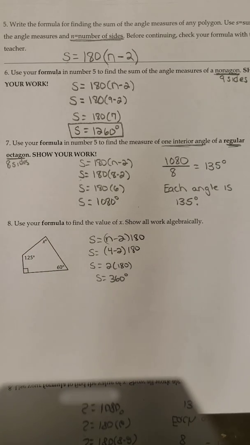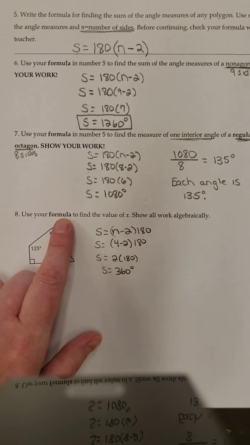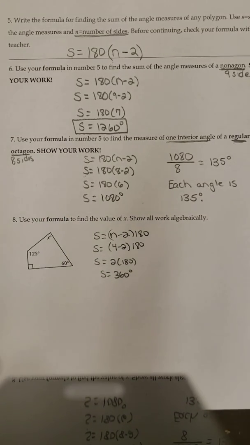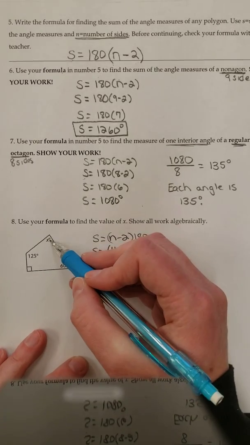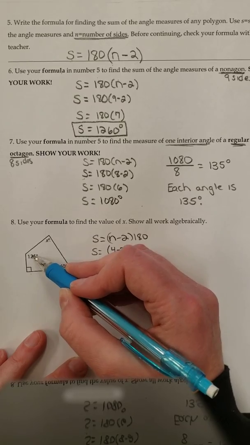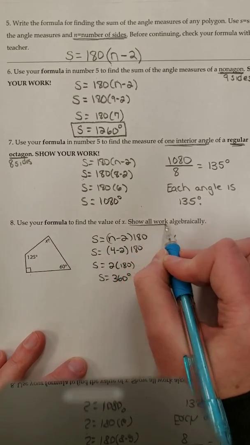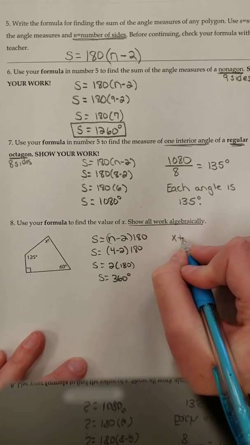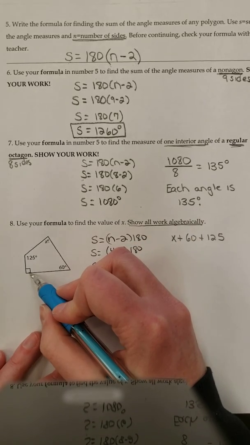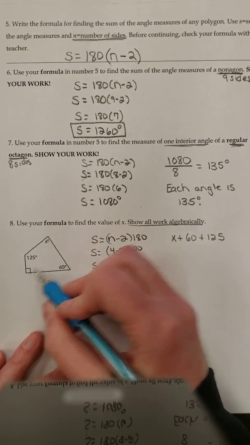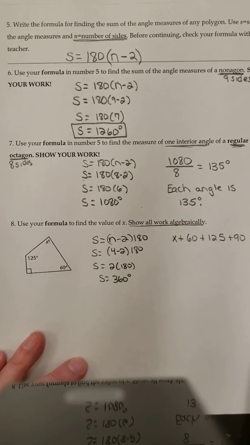And we actually knew that. We talked about that on the front. Every single quadrilateral is 360 degrees. But it did tell us to use our formula, so we're just showing that, proving that. So now I need to know what x is. Well, I know all of these added up will equal 360. It does say show work algebraically, so you need to show this. X plus 60 plus 125, and then hopefully we all remember that this symbol right here is your right angle symbol, so plus 90. We know that will equal 360.